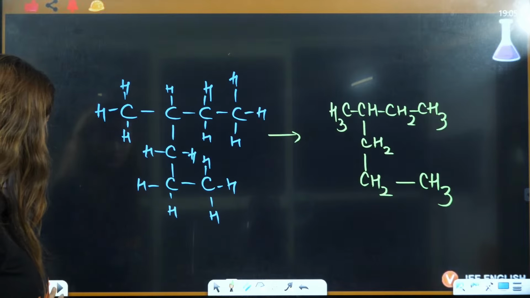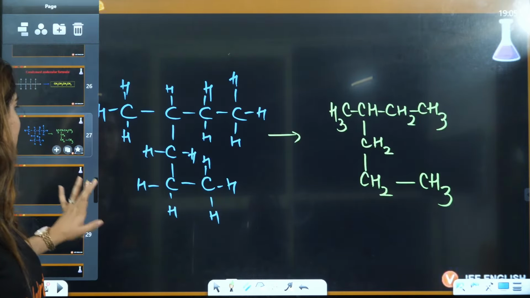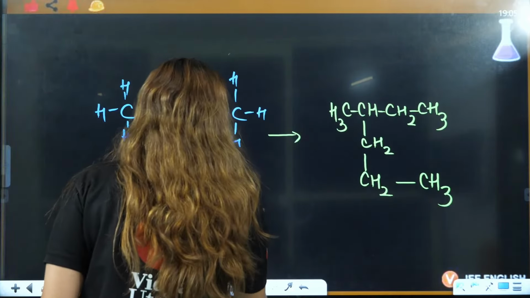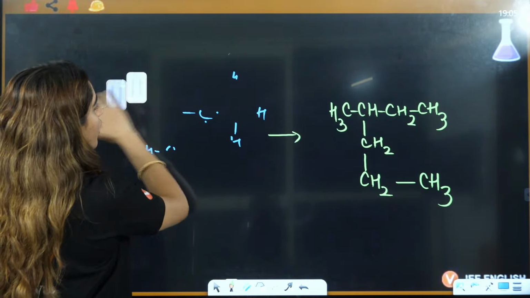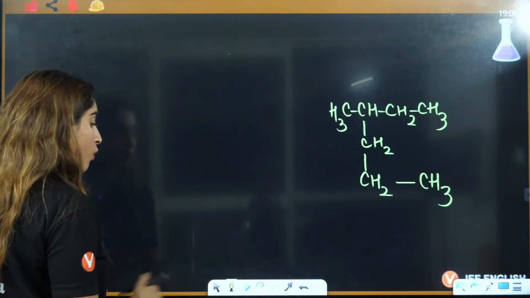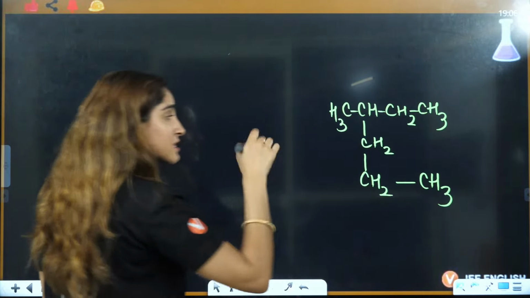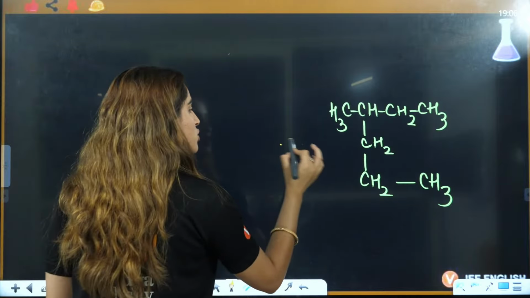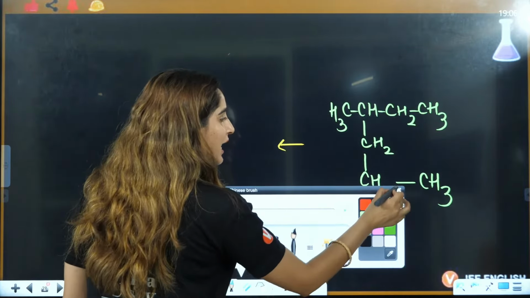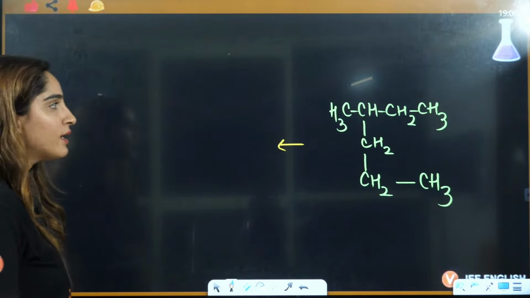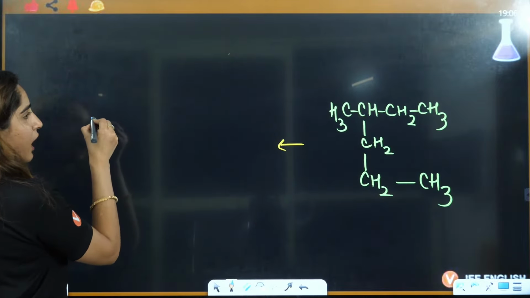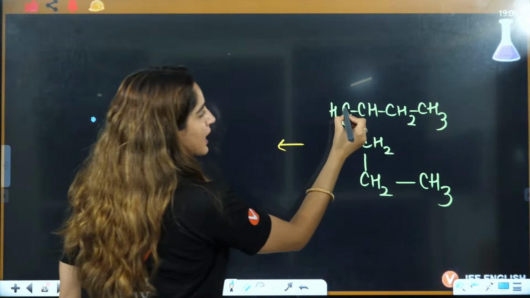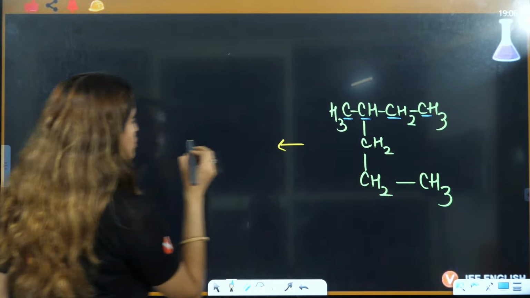Okay. Now, there is also one more way of representing this, right? Now, I am going to convert this into a simple bond line formula, right? That means only lines will be mentioned here. So, this is one carbon. How many carbons do I have? 1, 2, 3, 4. So, how will I draw it?